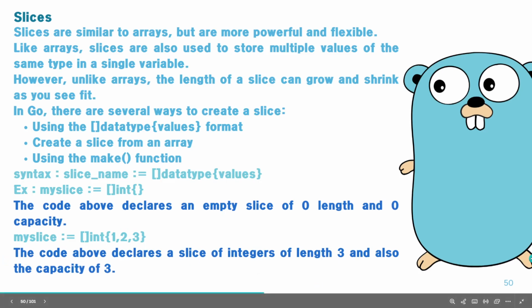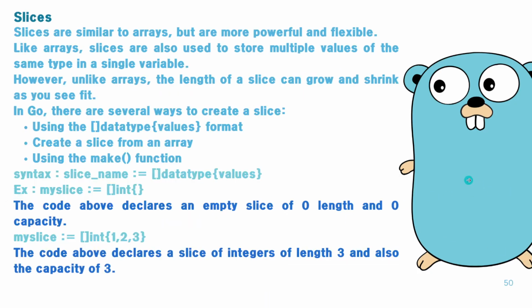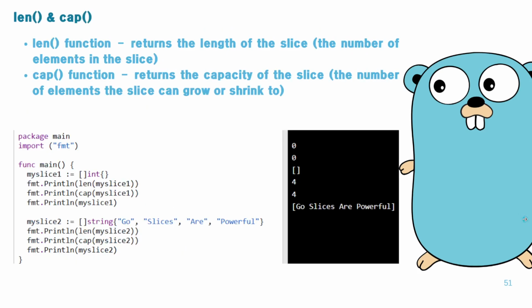Next thing, in Go, there are several ways to create slices using this syntax. Then we can create slice from an array. Then we can create slice from the make function also, but we will see it on the next slides. So let's take a look at length and cap function. Length function returns the length of slice, the number of elements in the slice, whereas cap function returns the capacity of the slice, the number of elements that the slice can grow and shrink to.